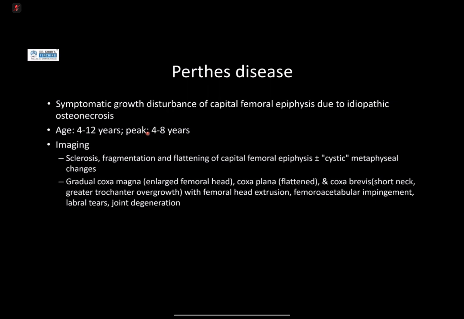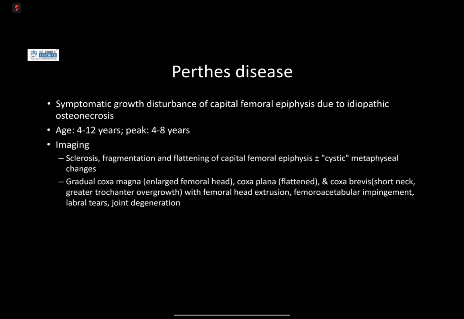Your peak age is always about 4 to 8, so it is often above that of transient synovitis as a cause for a limp or hip pain. It's older than transient synovitis, because that's kind of below 3, and it's younger than your SUFE, which is really in the adolescent age. So your Perthes, or AVN of the femoral head, is the one that's in between.